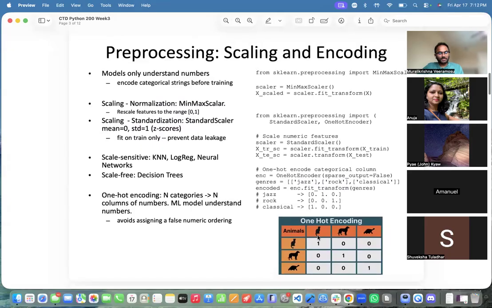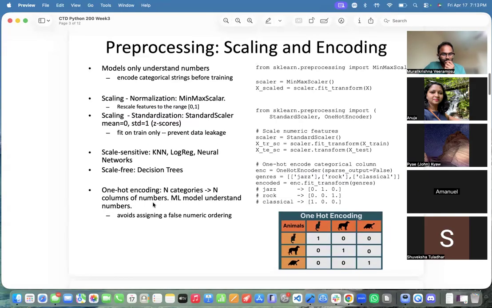So this is about pre-processing, scaling and encoding. You apply scaling for numerical data, encoding for categorical data. And one-hot encoding is the technique we discussed for categorical data, right? So you can see over here, machine learning models understand numbers. Any questions up to now?